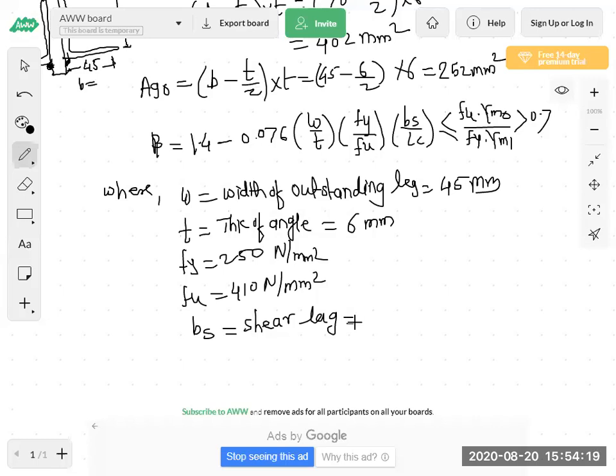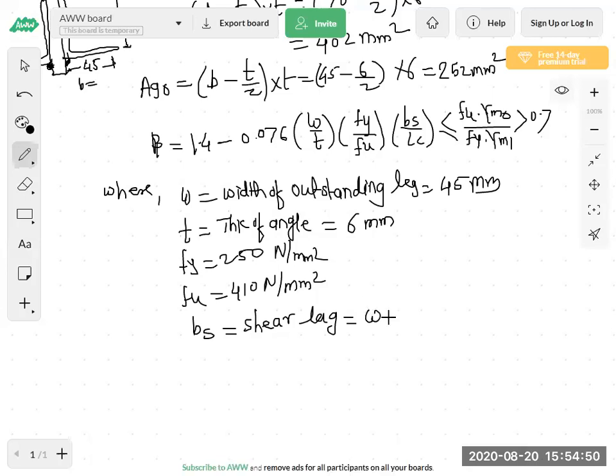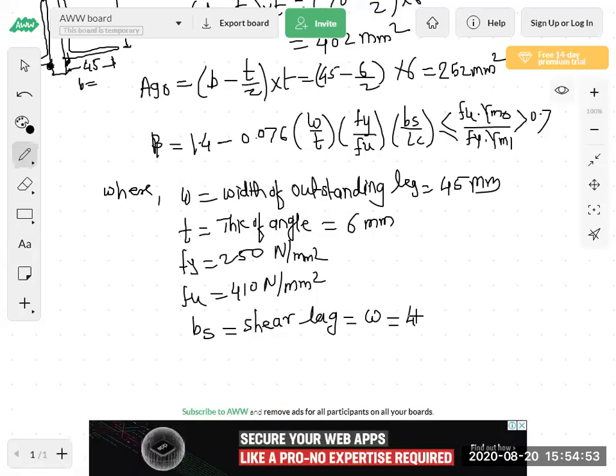So go to page number 33. At the right half, they have given 2 figures. One is for bolted connection, one is for welded connection. So BS, the shear lag, for the welded connection is equal to W. This W is nothing but the width of the outstanding leg. This is 45 mm.